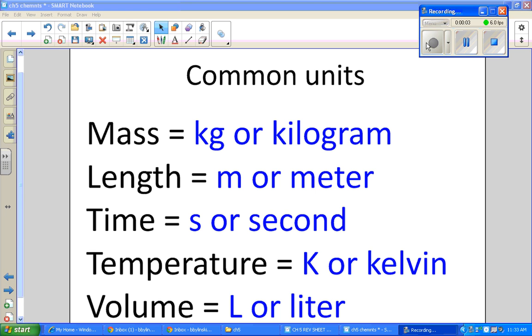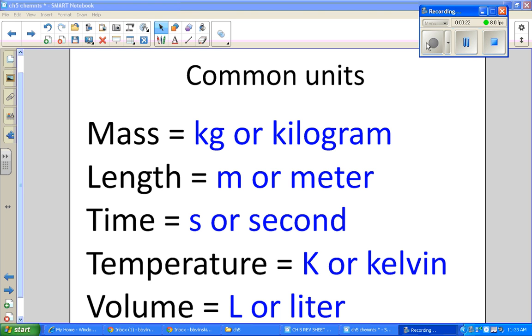Okay, our last topic in this chapter is common units. On the screen you do see the common units and what the metric system uses for each one of these. So for mass, metrics uses the kilogram or kg, which is a little bit larger than what we use in lab. Our lab is usually grams.